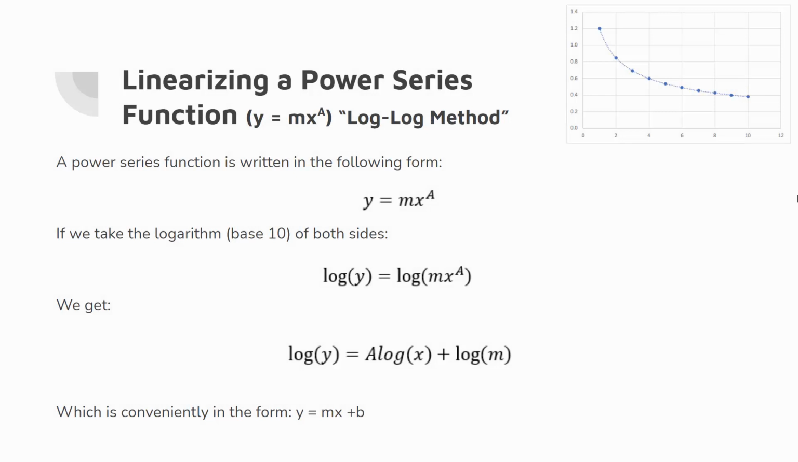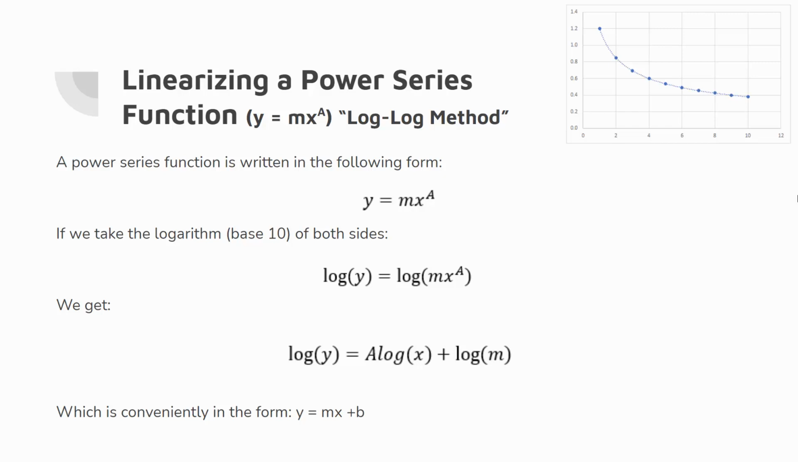Okay, as I was saying, a power series function is written in the following form. y equals some constant m times x raised to the a power. Now, what we can do here to get a linear function is to take the logarithm, that is the base 10 logarithm, of both sides of the equation. Right? And what happens when we do that, I don't know how familiar everyone is with logarithms. If you are interested in learning more, I suggest that you do a YouTube search for some kind of math tutorial. But you could take my word for it.